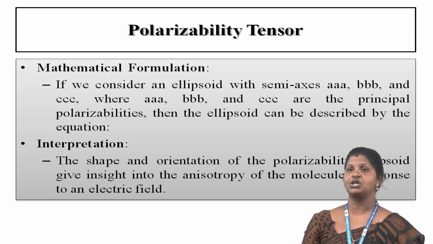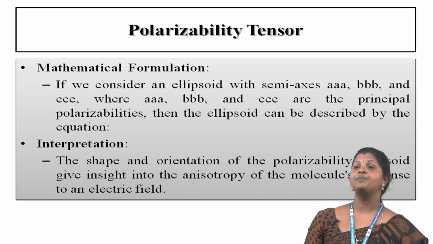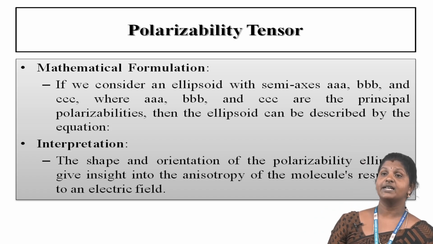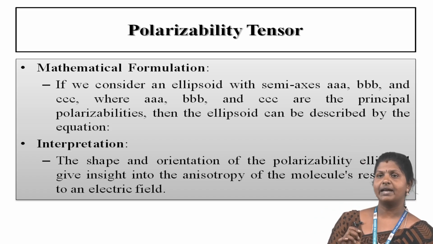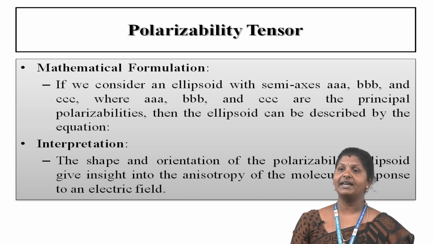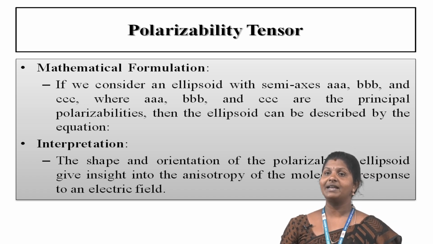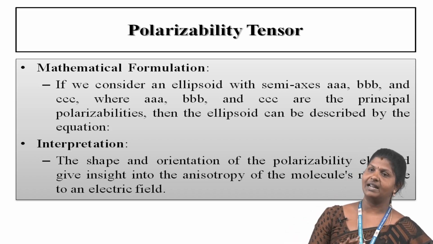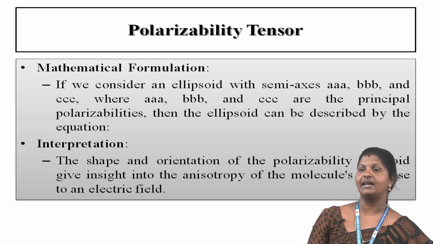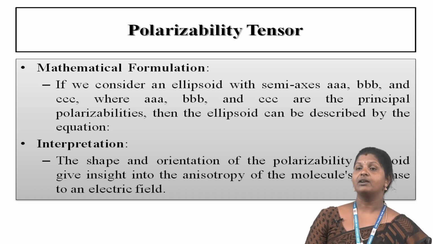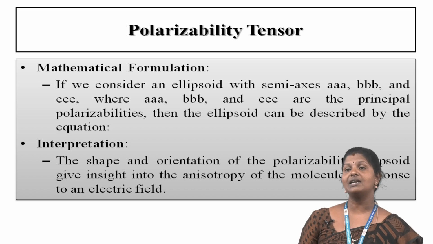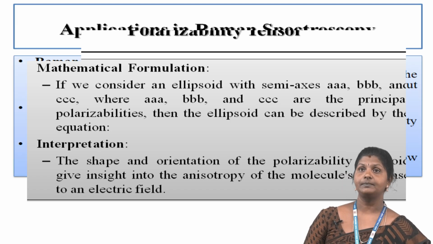Then interpretation. The shape and orientation of the polarizability ellipsoid give insight into the anisotropy of how a molecule responds to an electric field. If the ellipsoid is spherical, it indicates isotropic polarizability, meaning the molecule responds equally to an electric field in all directions. An ellipsoid with different lengths for its semi-axes indicates anisotropic polarizability, reflecting how the molecular electron cloud is distorted differently in various directions.